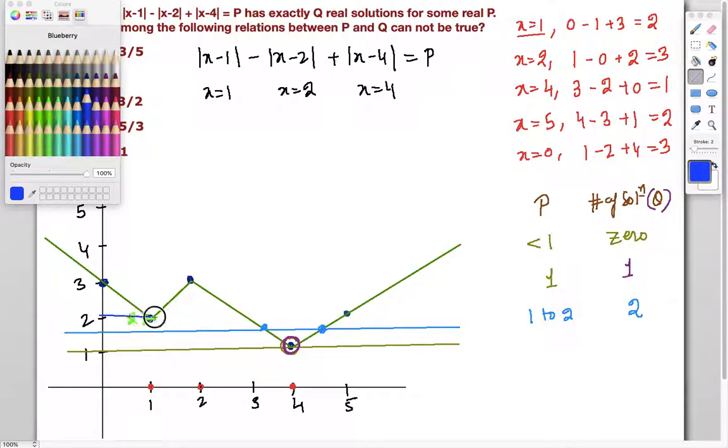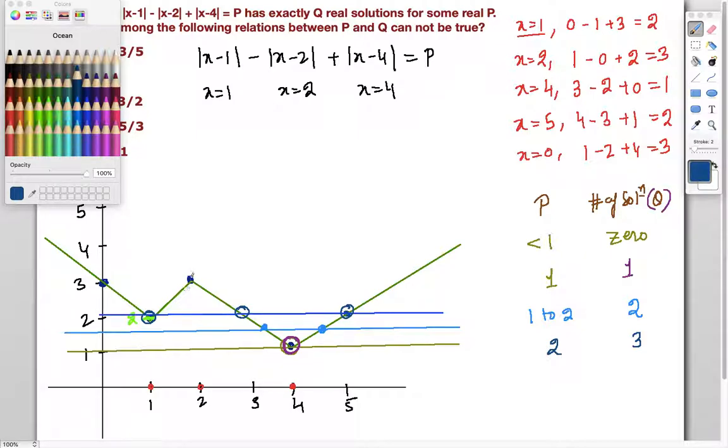And when P is equal to 2, let's see. If P is equal to 2, you can see it is cutting the graph at exactly how many points? 3 different points here. This is the first point, this is the second point, and this is the third point. So when P is equal to 2, we are getting 3 solutions. For 3 different values of X, we can get P equal to 2 here.